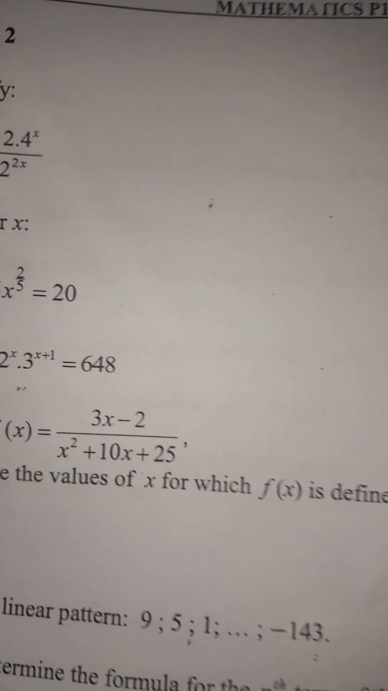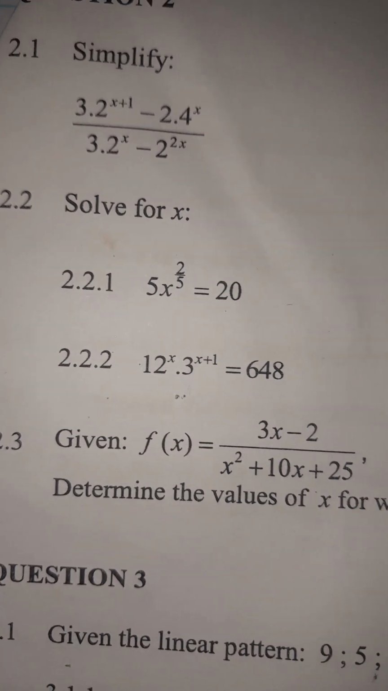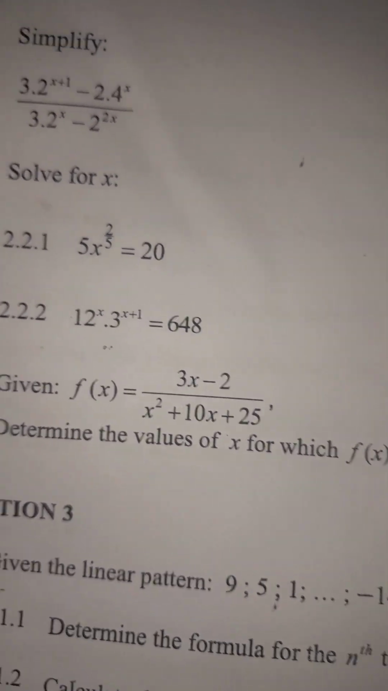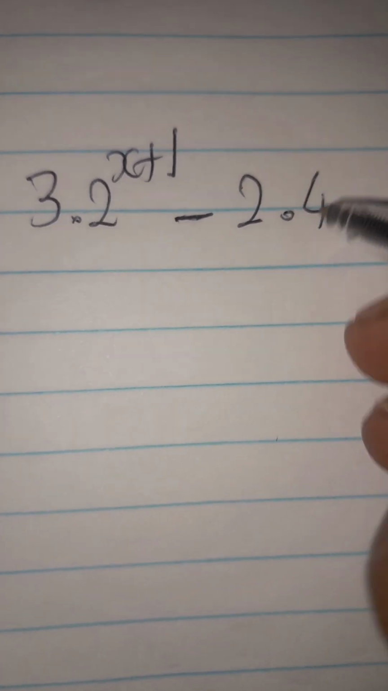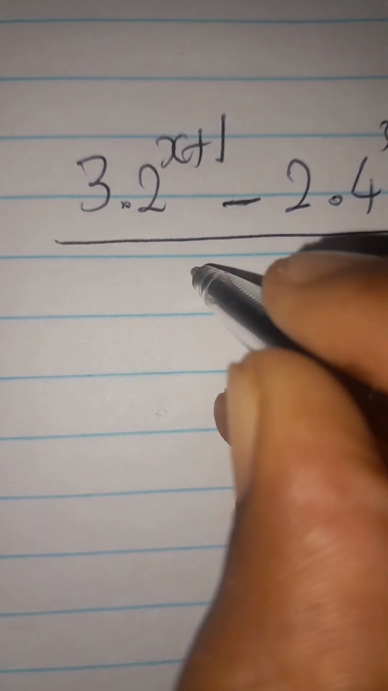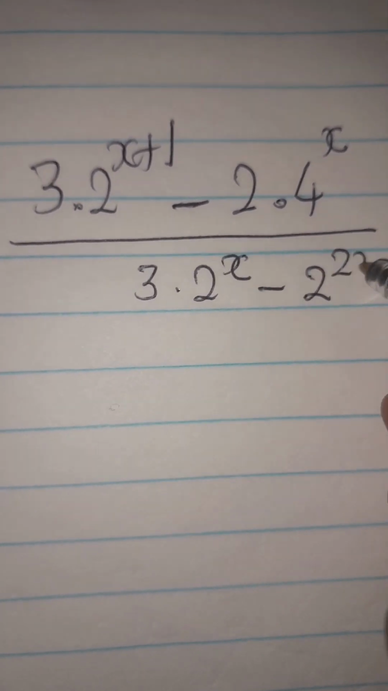At 2.1, we are required to simplify. How many marks is this? That's 4. So let's work. At 2.1, we're given 3 times 2 to the power of x plus 1, multiplied by 4 to the power of x, divided by 3 multiplied by 2 to the power of x, subtracted by 2 to the power of x.